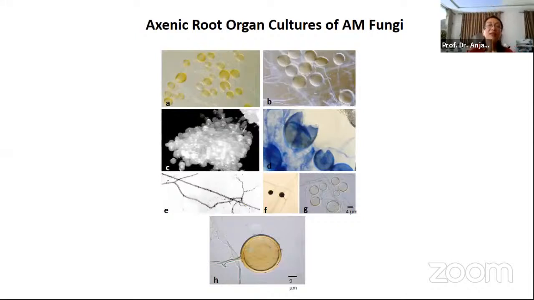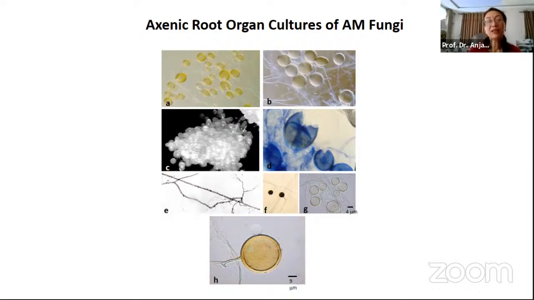There is axenic root culture of these arbuscular mycorrhizal fungi. These are the Glomus mosseae, which I am showing. They can be grown with a similar process to what I showed you 2 slides before. I showed you with Piriformospora indica, but the same process can be used with Glomus mosseae and other endomycorrhizal fungi also. But in this present slide, it is root organ culture.